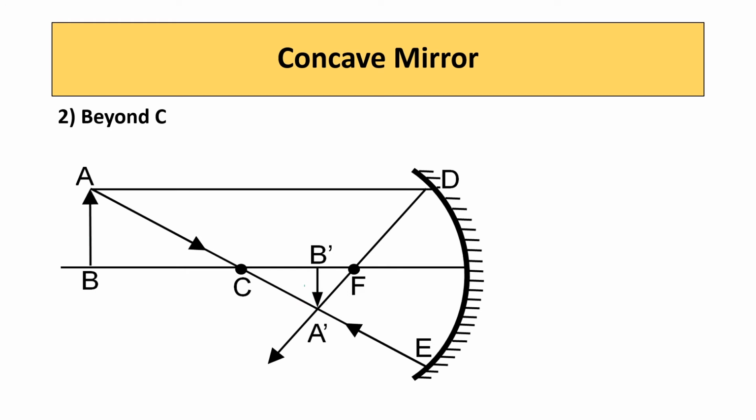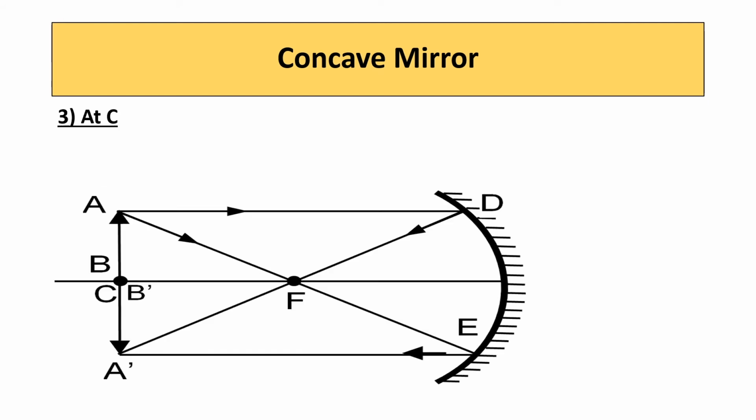When the object is kept beyond center of curvature, image is obtained between center of curvature and focus, and the image is real, inverted, and diminished. Real images are always inverted, and you will obtain them in front of the mirror.